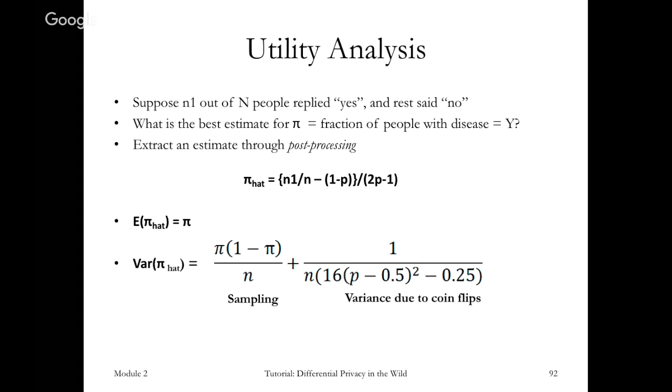And then we can look at the variance, so how accurate this estimate is. It turns out that you can decompose the variance into two components. One component is just based on sampling. If you think of the original database as a random sample from the population, you're going to have some random variance just from the fact that you took a sample. So that's what this term is. And the second term is the variance due to the coin flips.